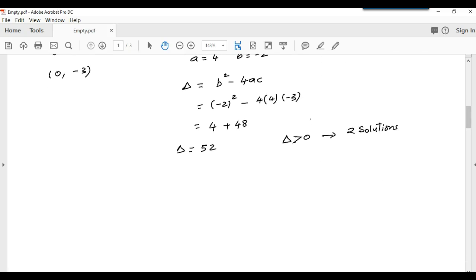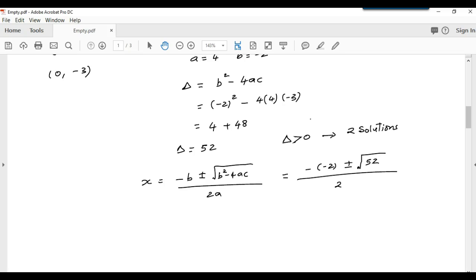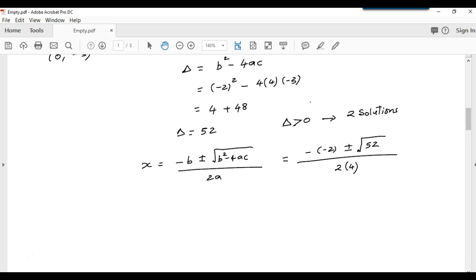One final step. x equals minus b plus or minus the square root of b squared minus 4ac, divided by 2a. Let's put in the values. b is negative 2. We've just worked out the discriminant is 52. 2 times a, which in this case is a positive 4. So the two solutions for this quadratic function are x equals 2 plus the square root of 52 divided by 8, and x equals 2 minus the square root of 52 divided by 8.